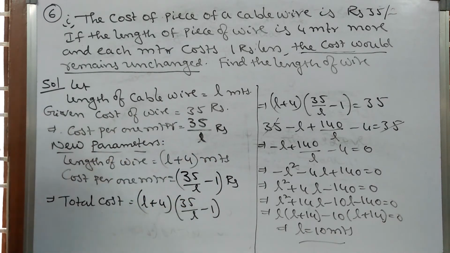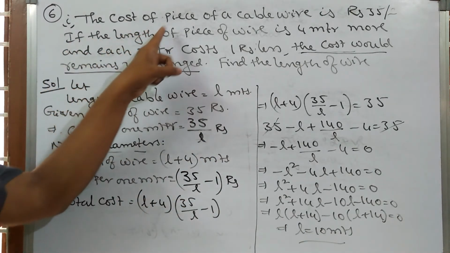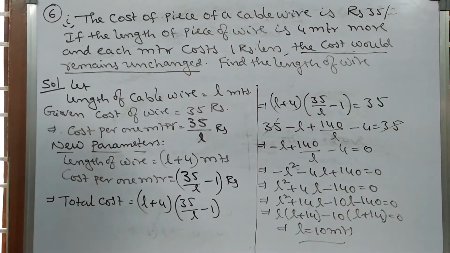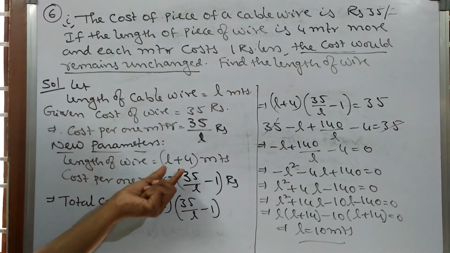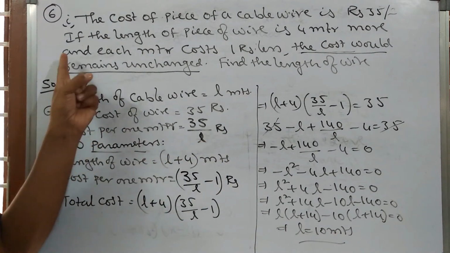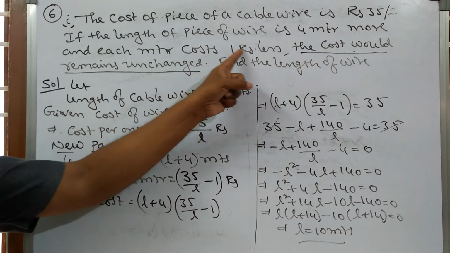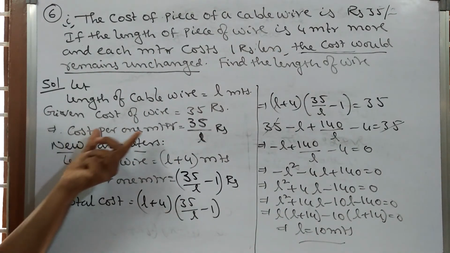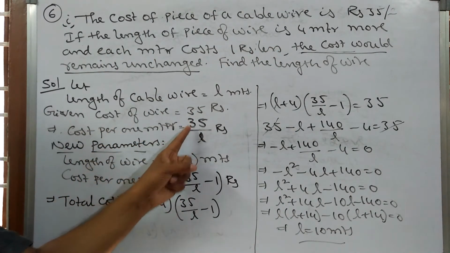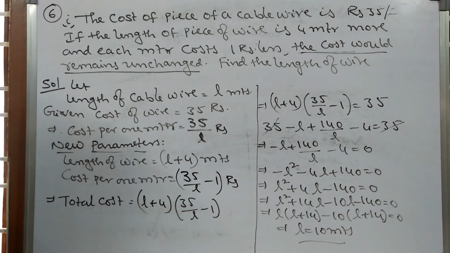Now according to the new parameters, what is changing is if the length of the piece of wire is 4 meters more, that means the actual length is L. If it is 4 meters more, the new length will become L plus 4 meters, and each 1 meter costs 1 rupee less. That means the cost of 1 meter is 1 rupee less. That's why 35 by L minus 1 rupee. This is the new cost per meter.